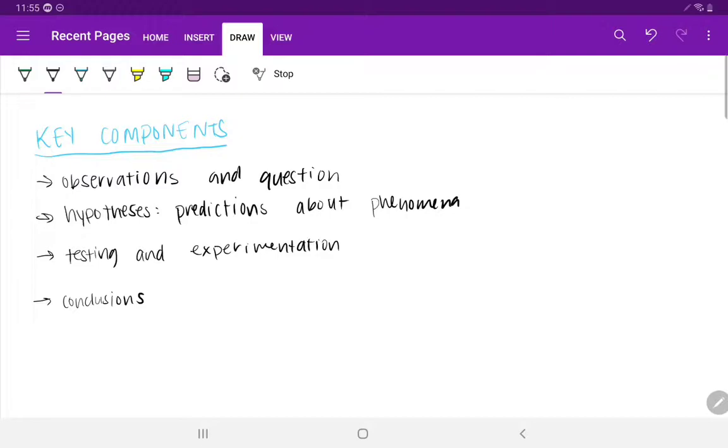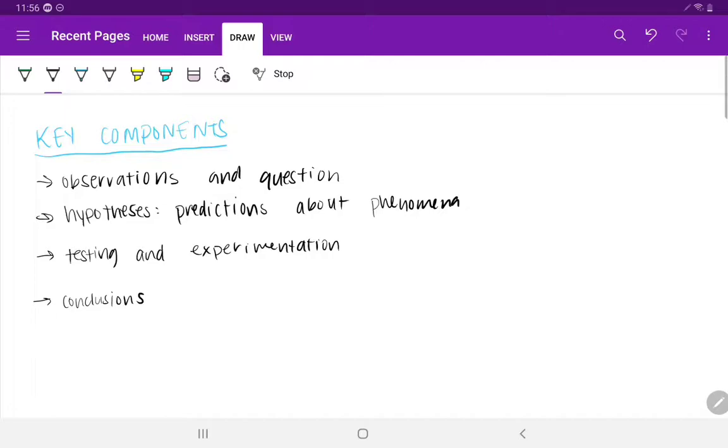Because one of the biggest and most important parts about the scientific method is communication. You can make all these discoveries, but if you don't share them, then that knowledge is not spread to the greater scientific community, which is why communication is super important within this set of information.